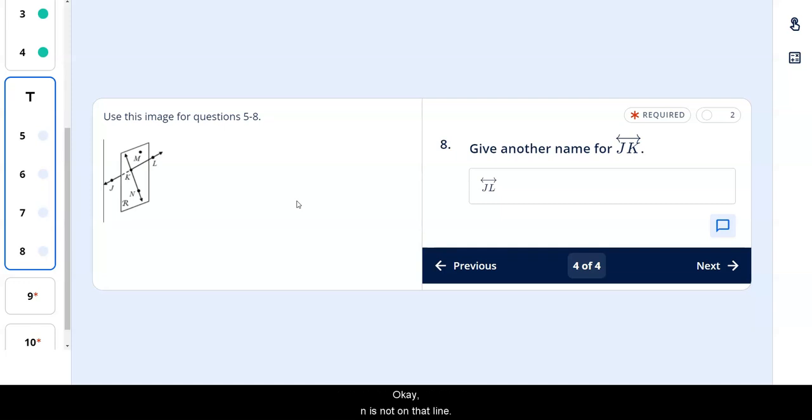N is not on that line. So it has to be either 2 of the combination of J, K, and L. And I will be posting this video alongside this.